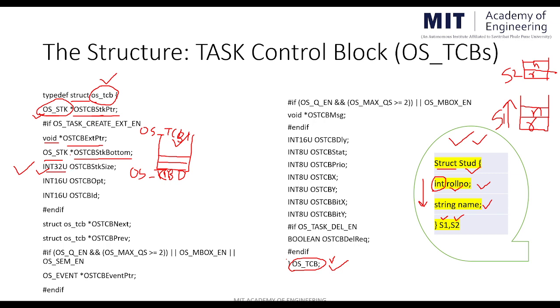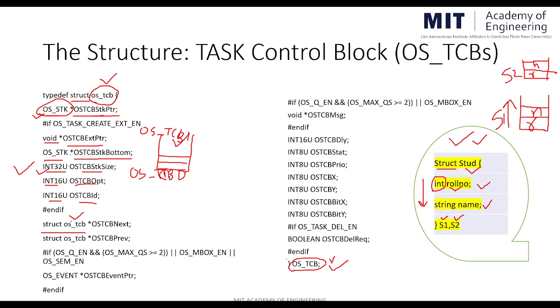Then INT32U is the data type and OSTCBStkSize is a member of the structure. Then INT16U OSTCBOpt is another member of the structure. INT16U OSTCBId is another member of the structure. Here we are just reading the names of the structure members. In the next video we will see all the details of this. Then this is the structure OS_TCB. Now here we have to concentrate on what the data type is.